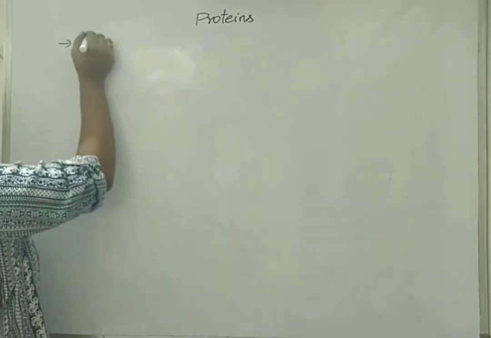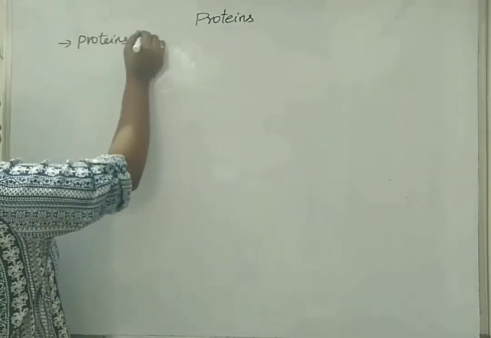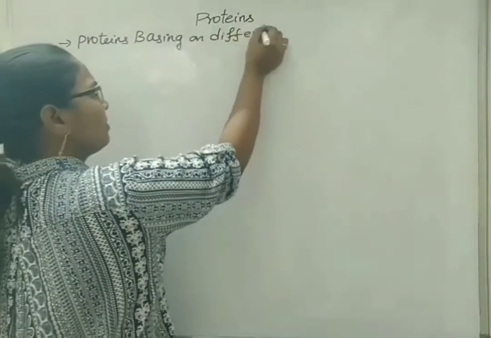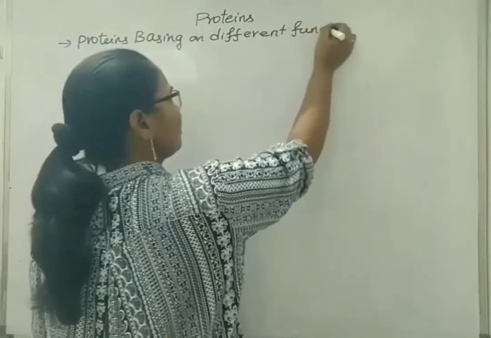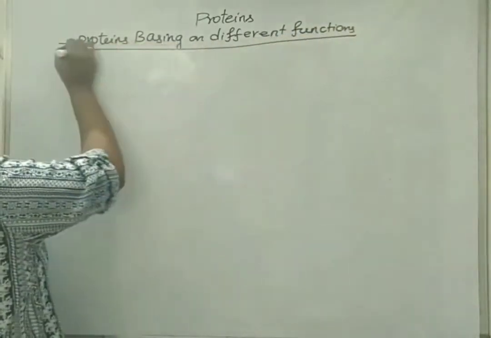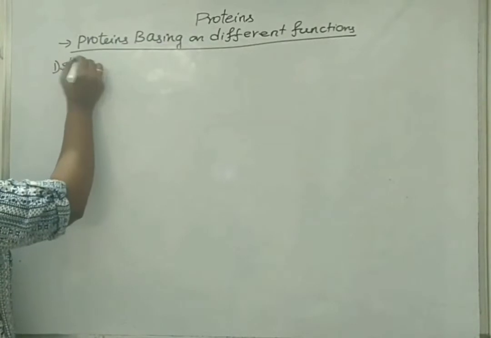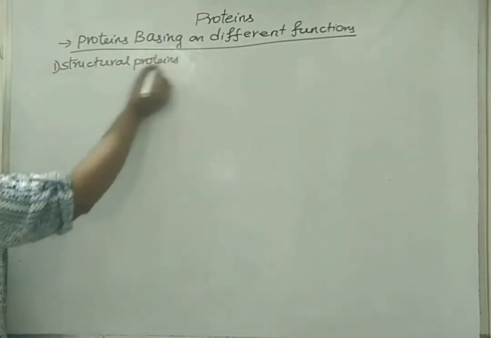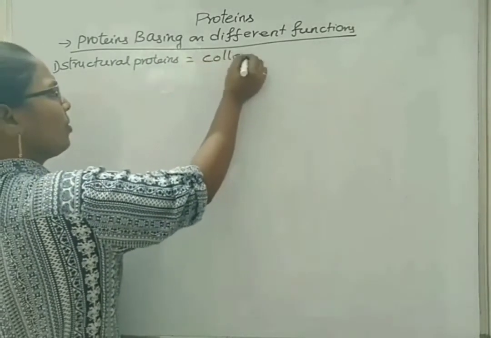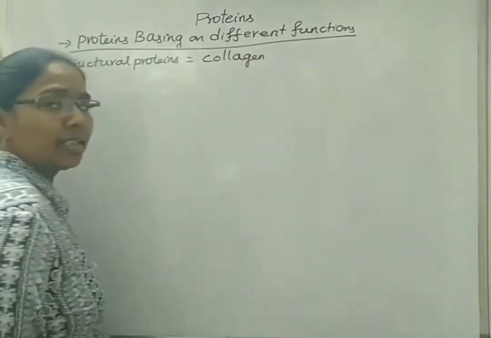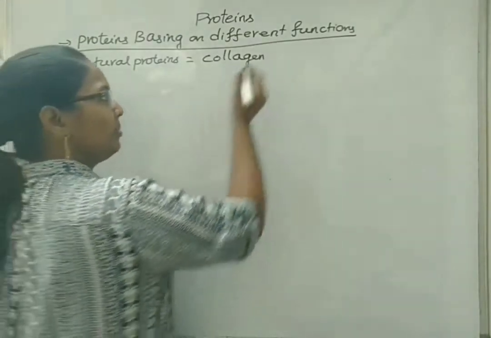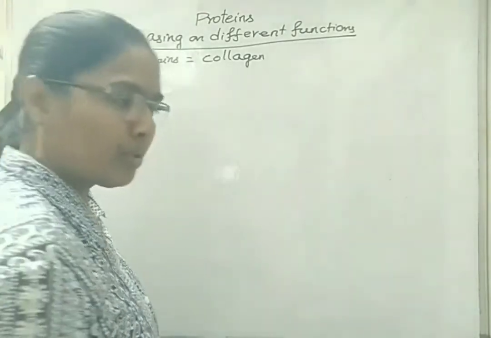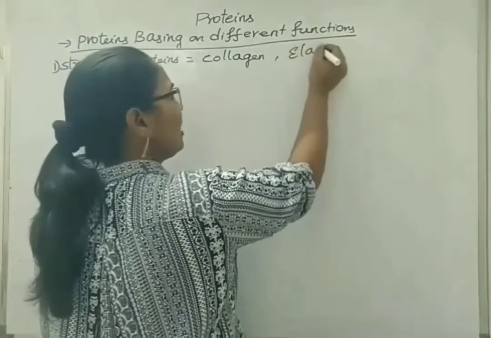Next, proteins based on different functions. First one, structural proteins. Examples we can take as collagen. Collagen is considered as the abundant protein in animal kingdom. In plant kingdom, what is the abundant protein? Nothing but an enzymatic form, that is rubisco. Collagen, elastin, etc.